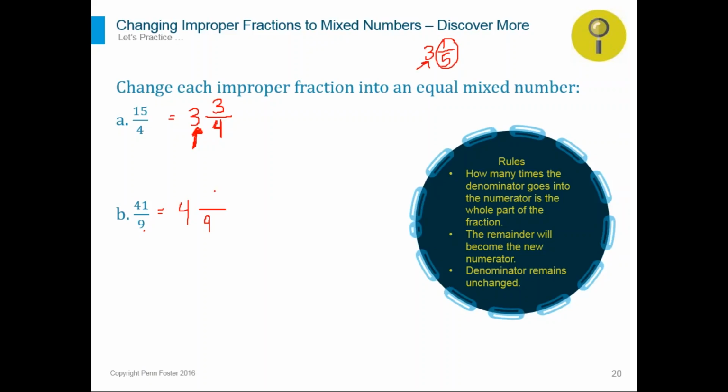Figure out the top number. How? Multiply 4 times 9, will give you 36. 41 minus 36 will give you 5. That's it. Any questions?